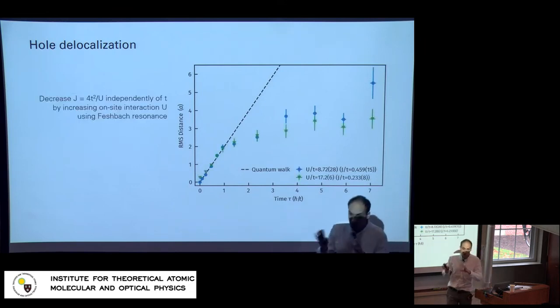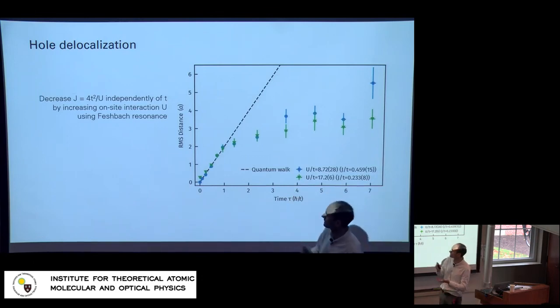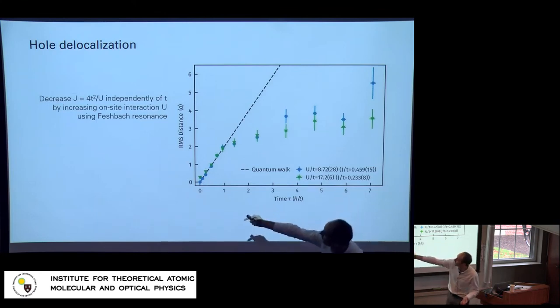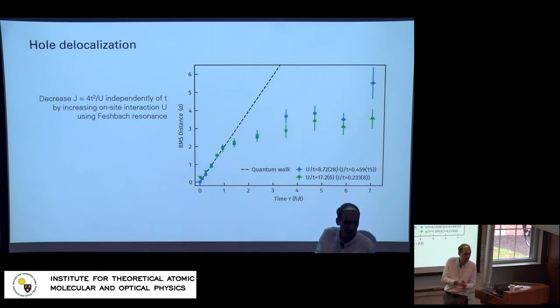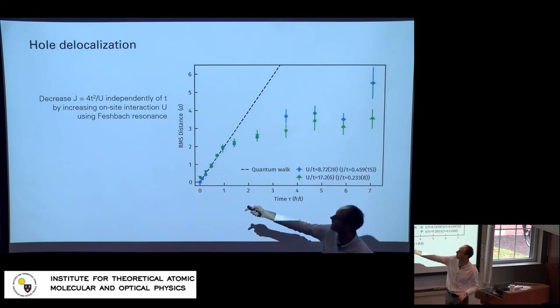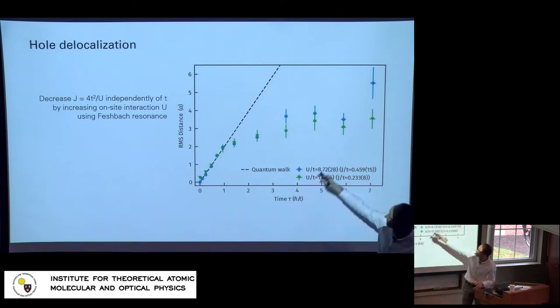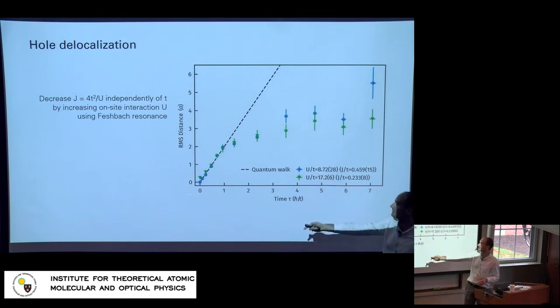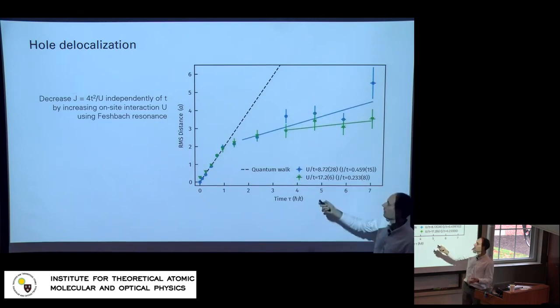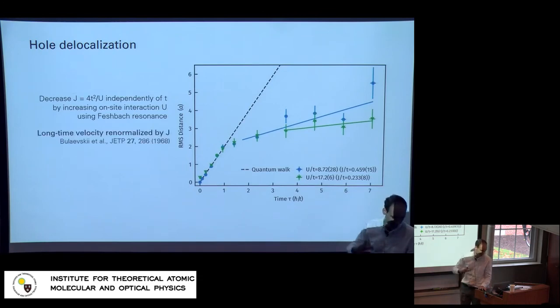Now, where do we see the effect of J in this long-term dynamics, which might be determined by the polaron dynamics? What we can do nicely in these experiments is to change the on-site interaction U independently of T, which allows us to decrease the spin exchange interaction J, again independently of T. That's what we do between this blue line and this green line. The first part, which is dictated by the tunneling, overlaps, but at longer times we see a renormalization of the velocity of the hole with J. That's very nice.